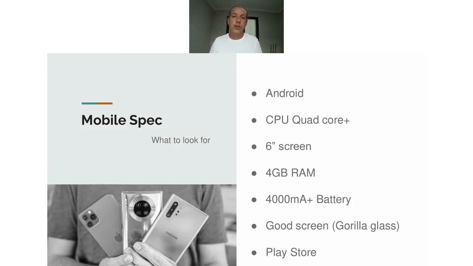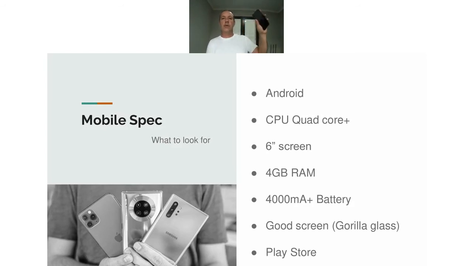From a CPU point of view, I go for a quad or octa-core. Quad-core is 4 CPUs, octa-core is 8 CPUs, that's even better. This Xiaomi, I stand under correction, it's either got 2 quad-cores or 1 octa-core, I'm not sure, but it's flipping fast.